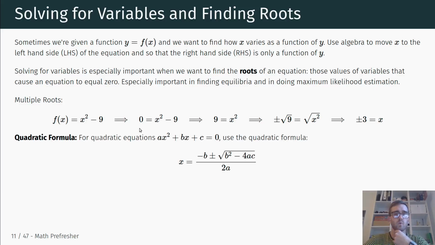In more complex scenarios where we don't have just one x squared, but we have a quadratic equation of the form ax squared plus bx plus c is equal to 0, we can use the quadratic formula to find these roots. The quadratic formula for quadratic equations of this form is minus b plus or minus the square root of b squared minus 4ac, divided by 2a.